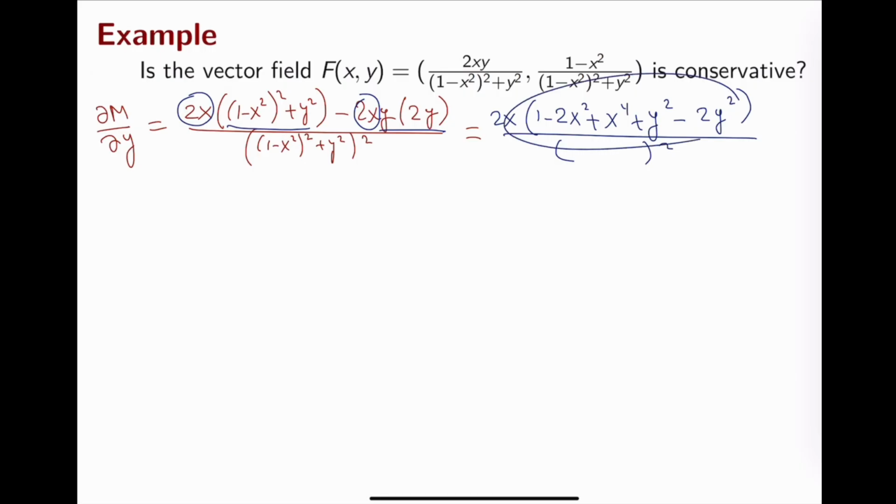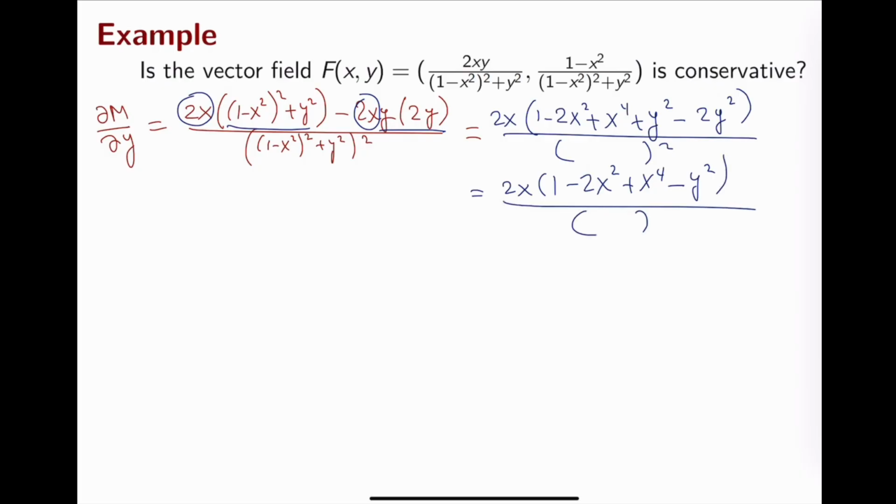So let's keep simplifying what we have inside here. And this is going to be equal to 2x times, let's put together, since here we're going to have 1 minus 2x squared plus x to the 4, and here y squared minus 2y squared, this is just minus y squared, and divided by the whole denominator. Okay, so this is the derivative of m with respect to y.